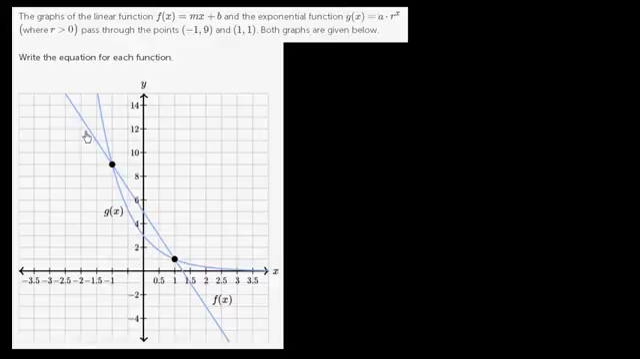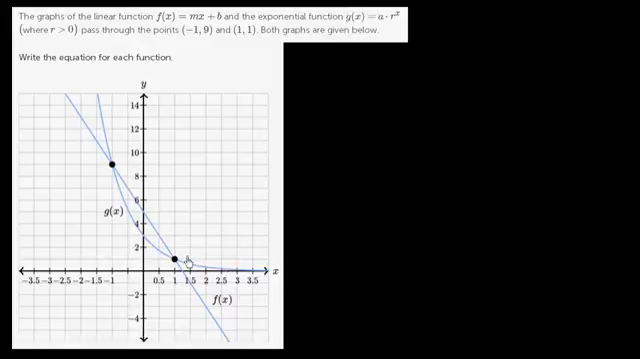So this very clearly is the linear function. It is a line right over here. And this right over here is the exponential function. Given the fact that this exponential function keeps decreasing as x gets larger and larger, that is a pretty good hint that our r, they tell us that r is greater than 0, is going to be between 0 and 1. The fact that g of x keeps getting closer and closer to 0 as x increases.